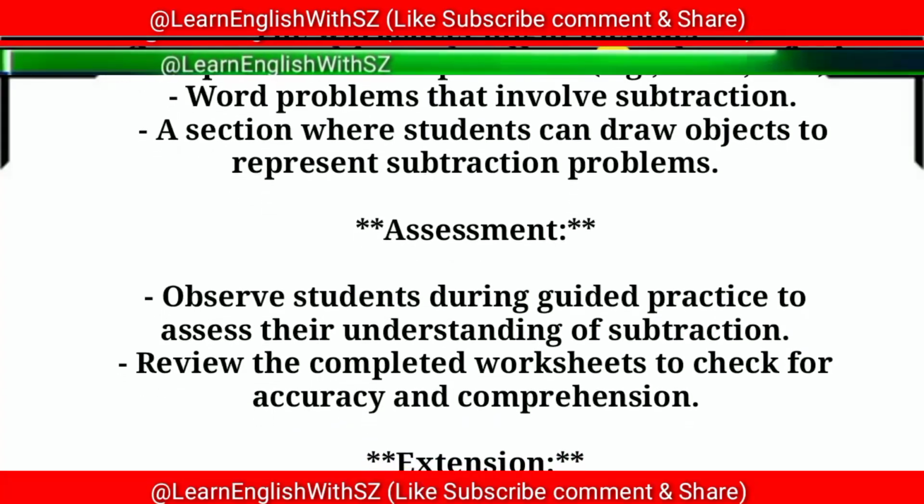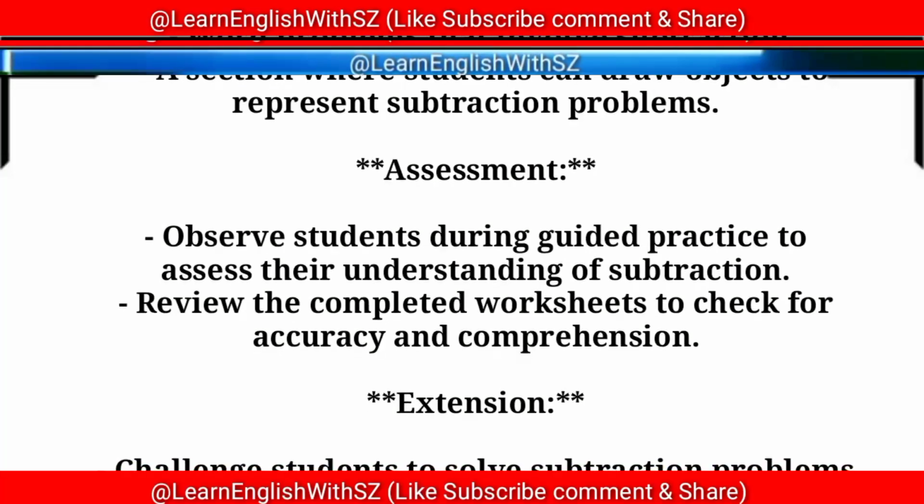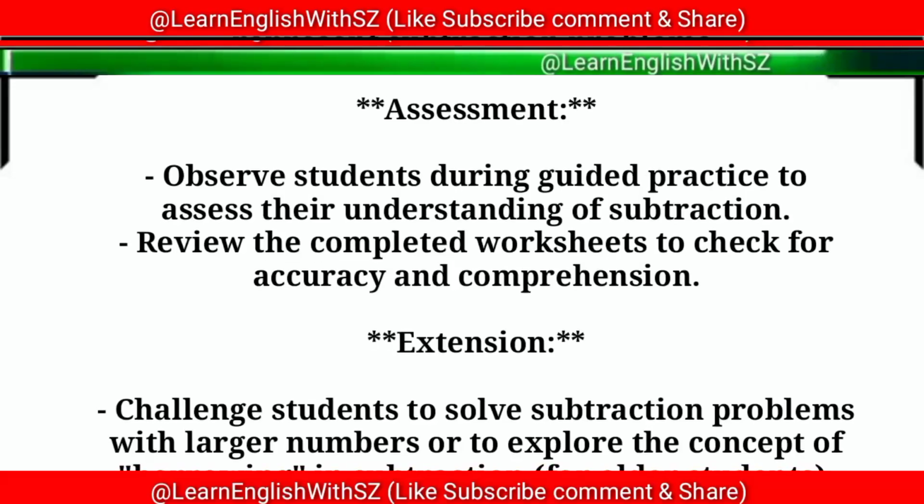Assessment: observe students during guided practice to assess their understanding of subtraction. Review the completed worksheets to check for accuracy and comprehension.